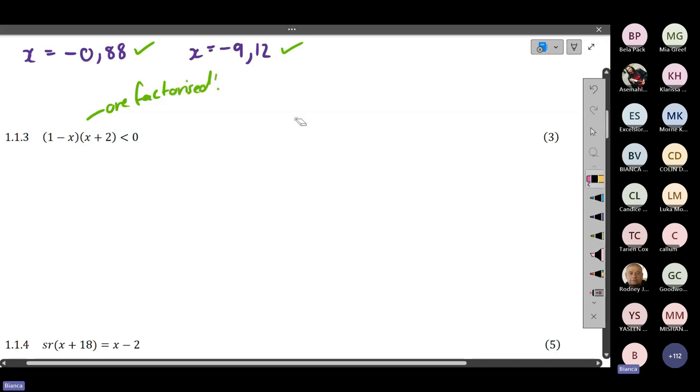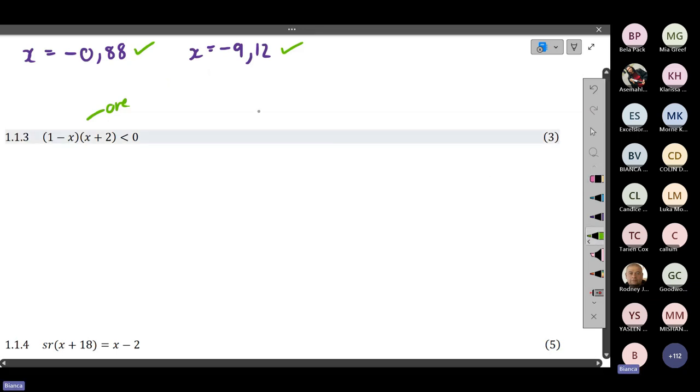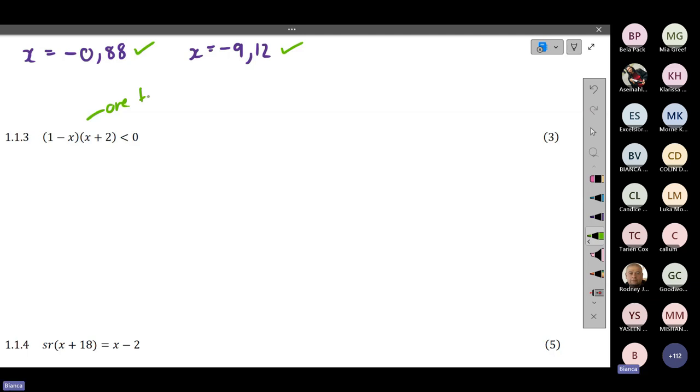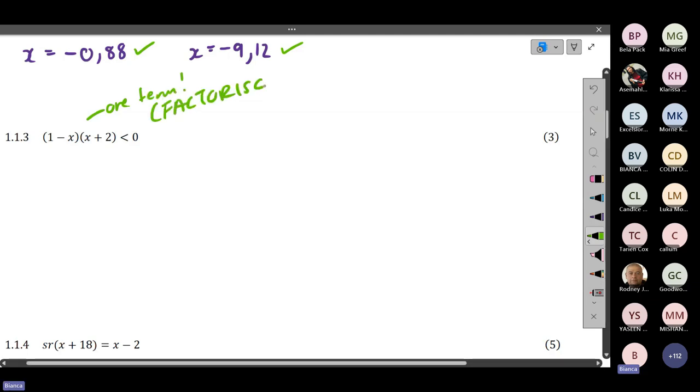It's one factorized. It's 1 term, okay? Because it's 1 term, it means it's already factorized. You don't have to factorize. You don't have to do the quadratic formula. It's done for you. Zero is on the other side, so that's good. We don't want a number there. We want it to be zero.